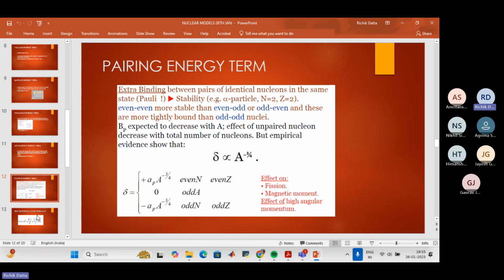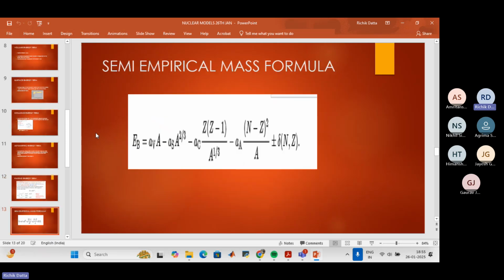At the end of the day, in the semi-empirical mass formula, the total binding energy will be EB equal to the volume energy term minus the surface energy, minus the Coulomb energy, minus the asymmetry energy, plus or minus a pairing term that depends on the even-odd condition, where the number of protons and neutrons will be even or odd. So this is the semi-empirical mass formula.